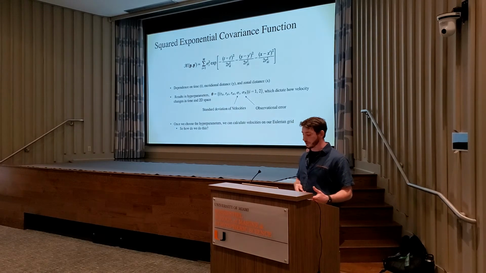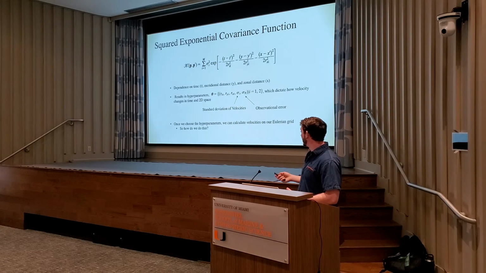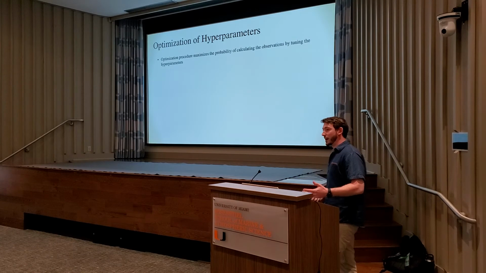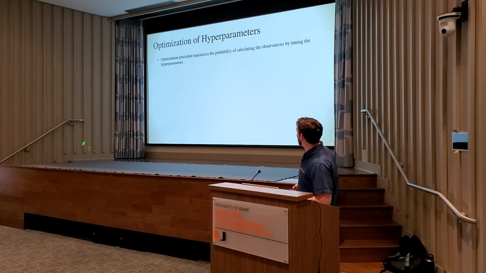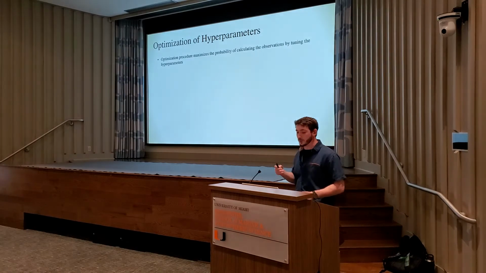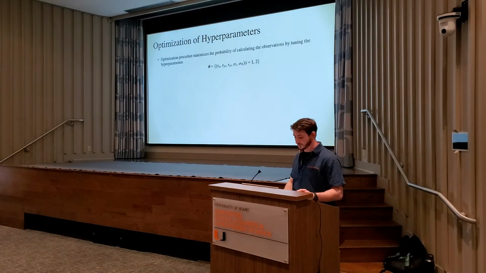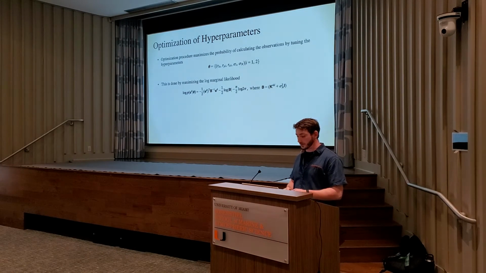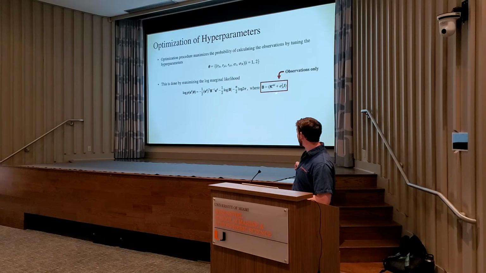So how do we choose these hyperparameters to get to a Eulerian gridded velocity field? We optimize them using the observational data itself. This optimization procedure maximizes the probability of calculating the observations by tuning the hyperparameters. And this is done by what's called maximizing the log marginal likelihood. Much in the same way that we had a cost function when we were using LAVA, this is a similar type of function that is only going to be based on observations. This is the covariance matrix between observation points and our observational noise tuning matrix.